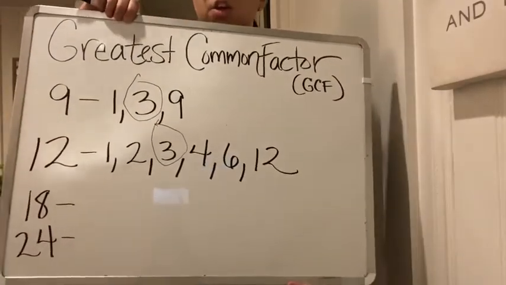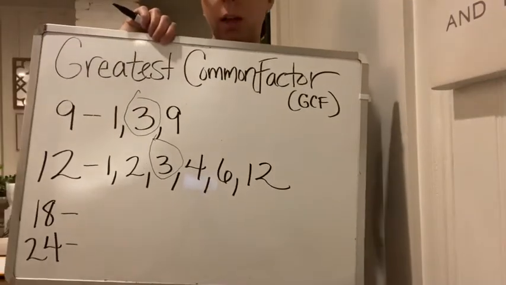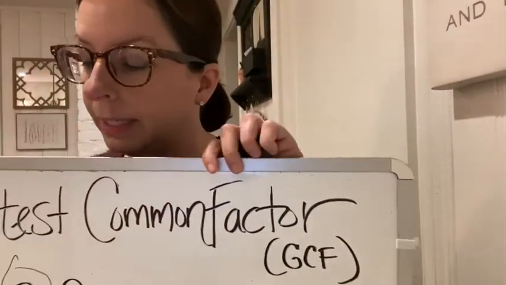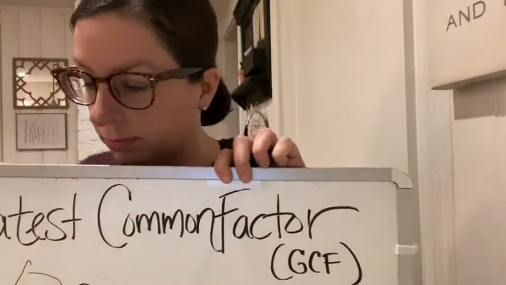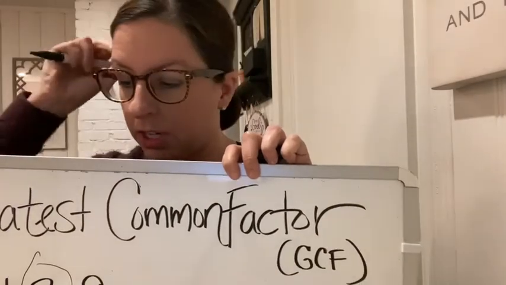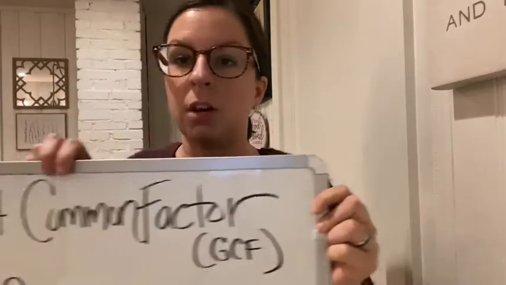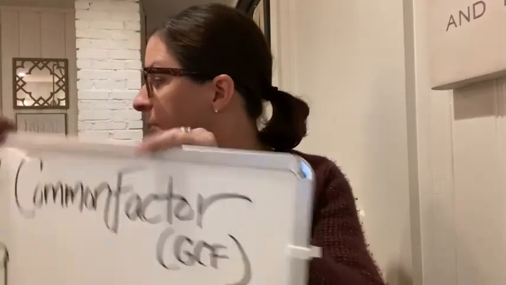Okay? So we're going to do 18 and 24. But in order to do 18 and 24, I'd like you to open up your book to page 414. You can either pause it or just take a minute to open up your book to page 414. Okay, so I thought that this was a great way of explaining the greatest common factor.